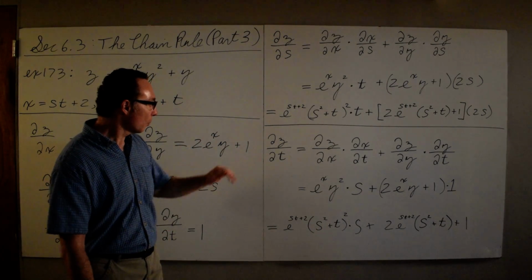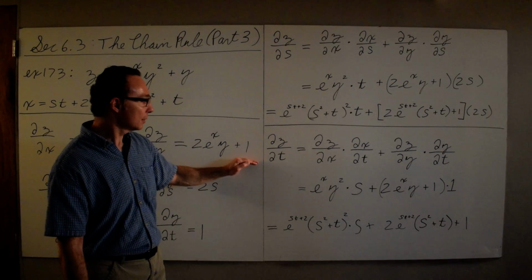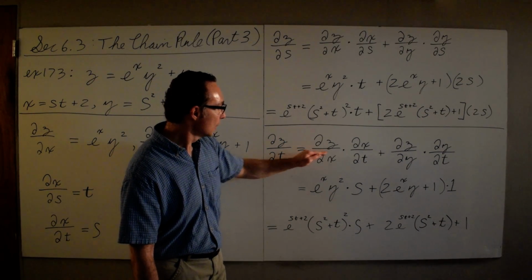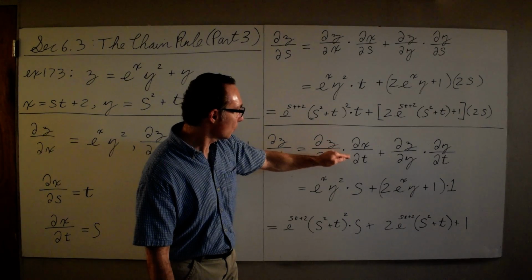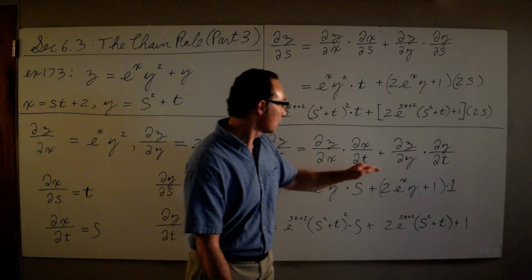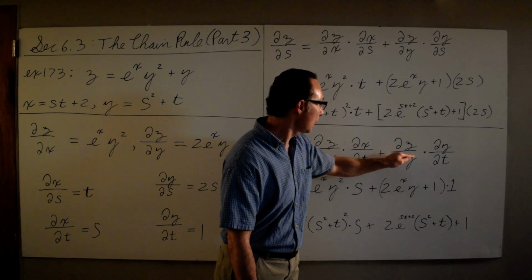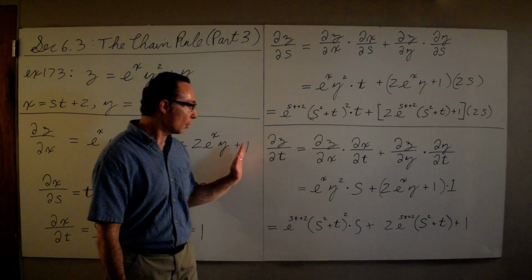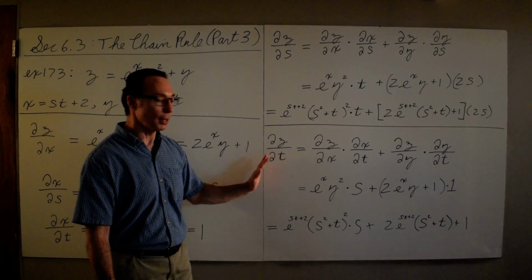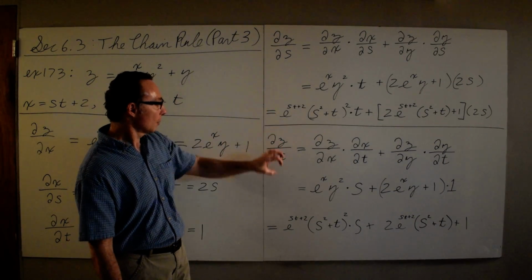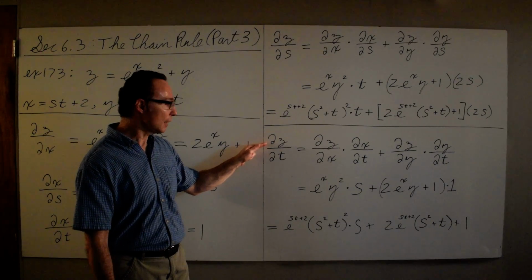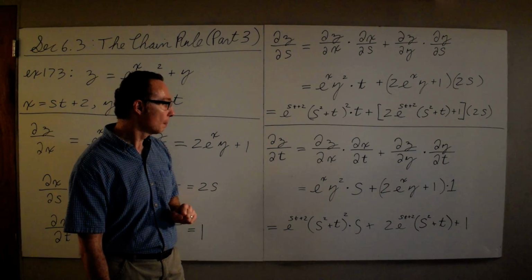Then we calculate the partial derivative of z with respect to t. We have the partial derivative of z with respect to x times the partial derivative of x with respect to t, plus the partial derivative of z with respect to y times the partial derivative of y with respect to t. Notice the partial derivative with respect to s is not part of this. We used it up here, but we're not going to use it down here because we're calculating the partial derivative of z with respect to t.